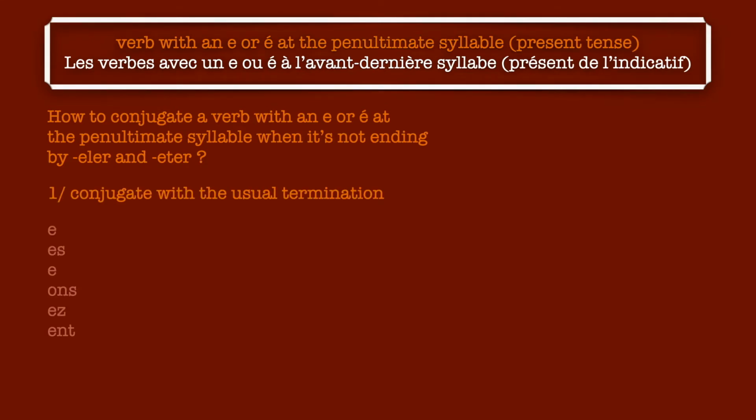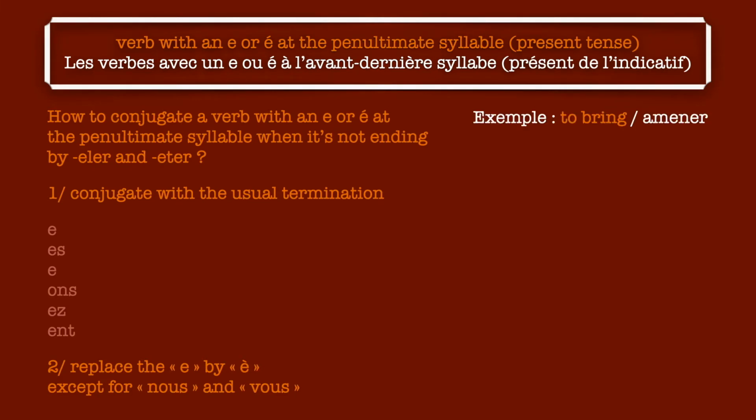As we have seen many times, the terminations of the conjugated verb remain the same. The second thing to be done is to replace the e by e with a grave accent, except for the first plural pronoun, which means that you have to conjugate those verbs the same way as the exceptions for eller and etter verbs. Here is an example with the verb to bring.